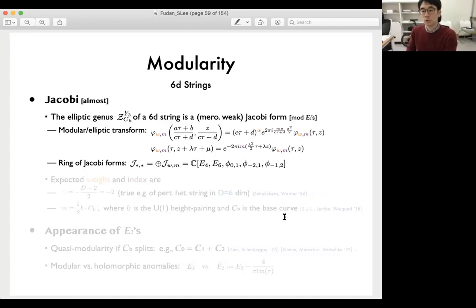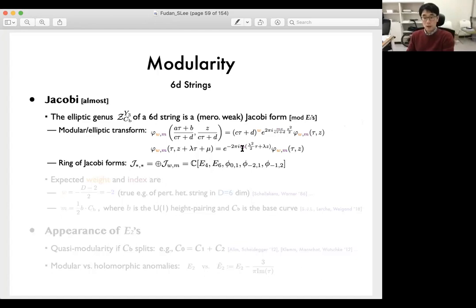Again, firstly, in six dimensions, the elliptic genus is well known to be a Jacobi form, modulo quasi-modular E2s. Recall here that a Jacobi form exhibits these defining behaviors under the SL2Z transformations and under the elliptic transformations. And the two integers W and M appearing here and there are what is known as the weight and the index respectively.